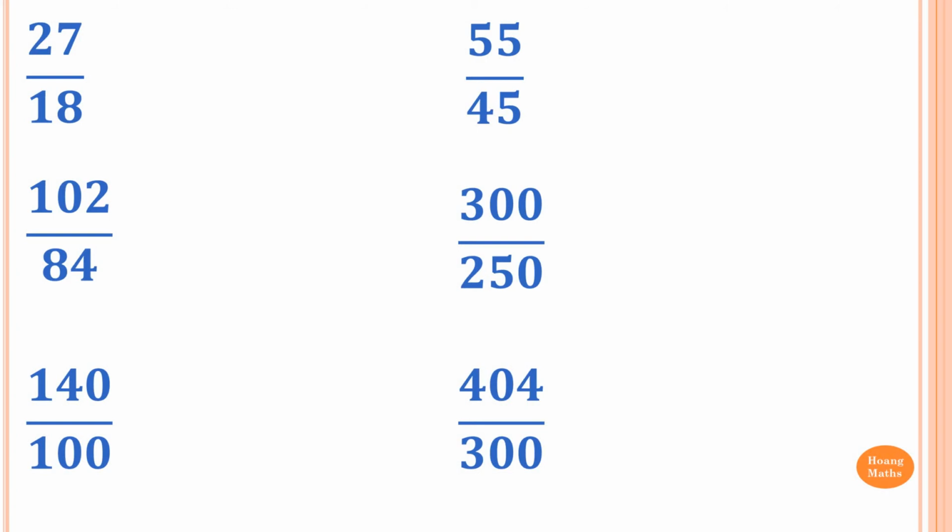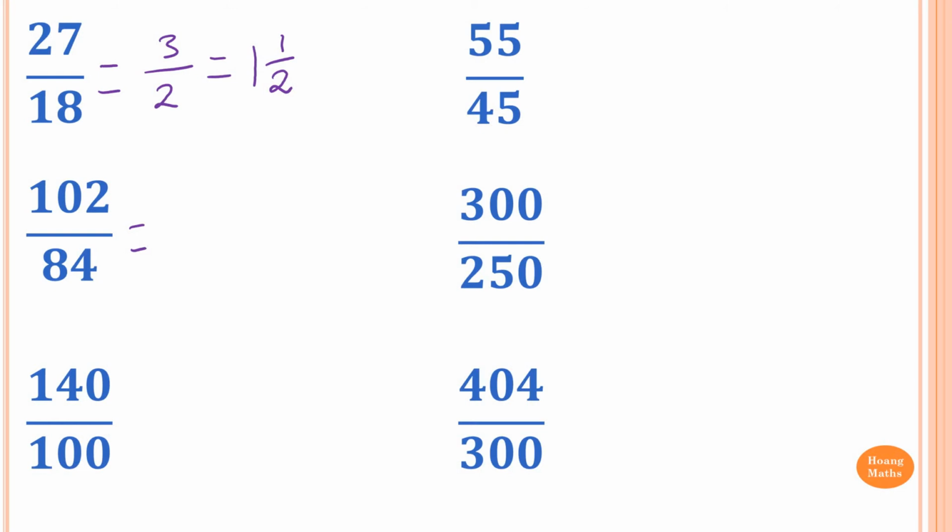27/18, both are divisible by 9. So I divide by 9. 27 divided by 9 gives me 3. 18 divided by 9 gives me 2. So 3/2. So 2 go to 3 is 1, remainder 1. So 1 and 1/2.